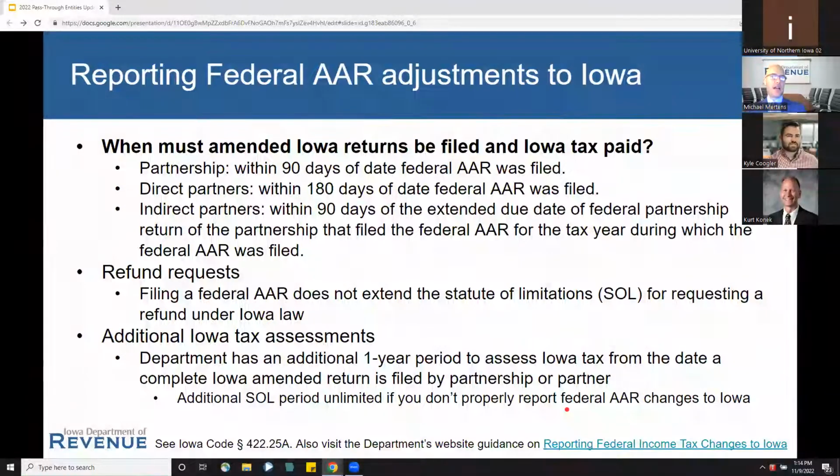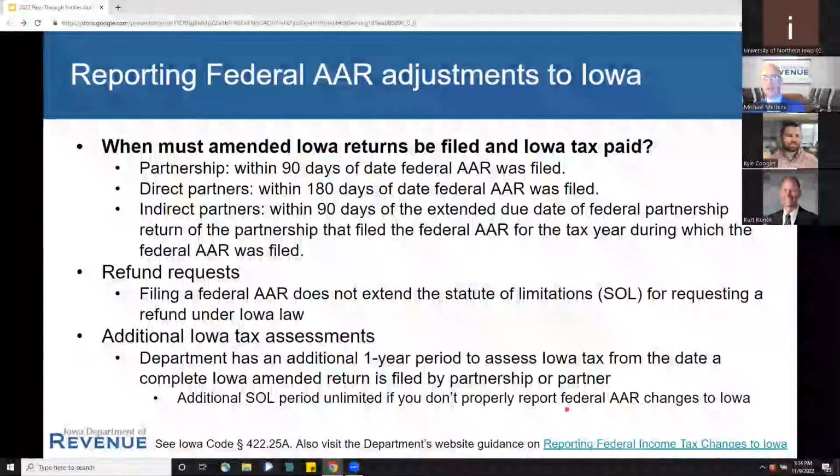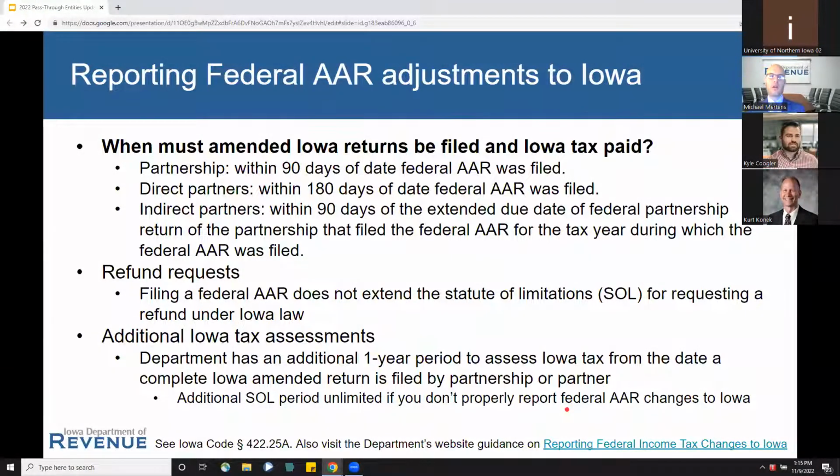Filing a federal AAR does not extend the statute of limitations for requesting a refund under Iowa law, but it does extend the assessment period for the department. The department has an additional 1-year period to assess Iowa tax from the date that a complete amended return is filed by each partner in the partnership.